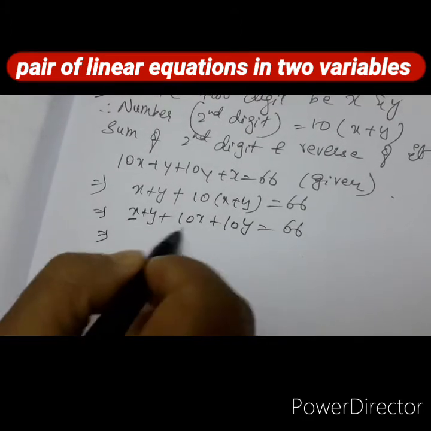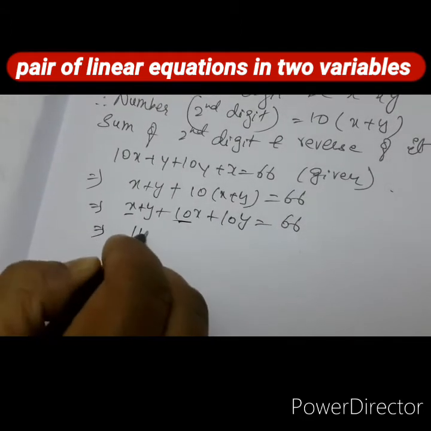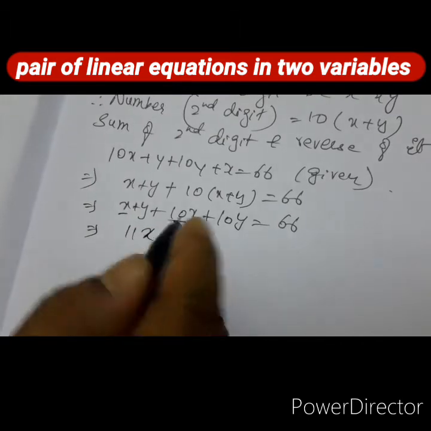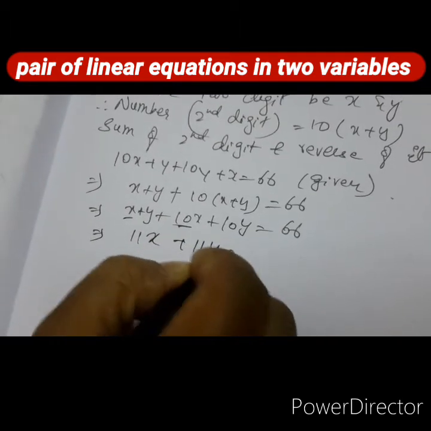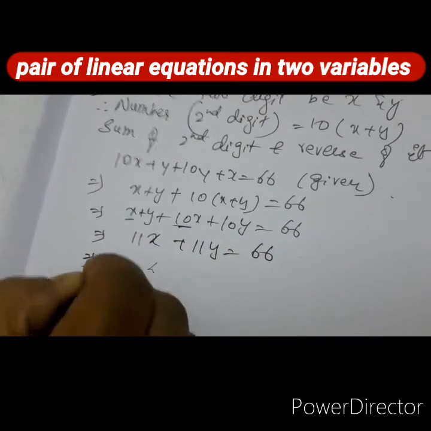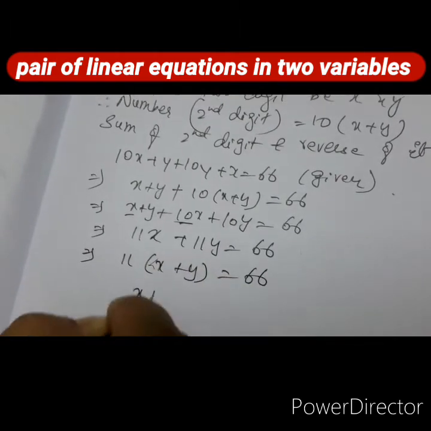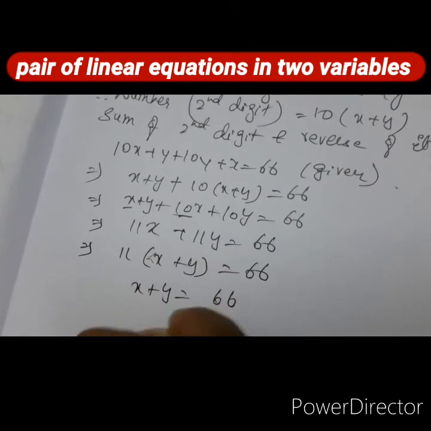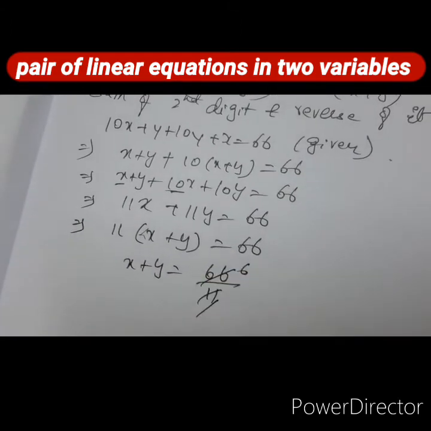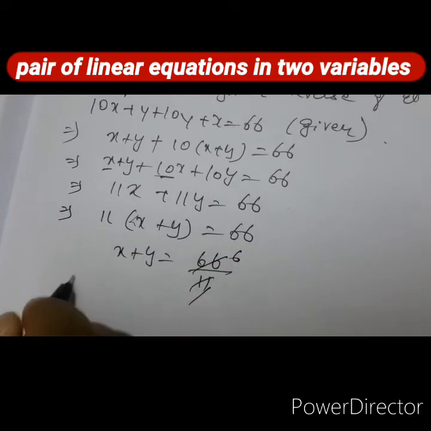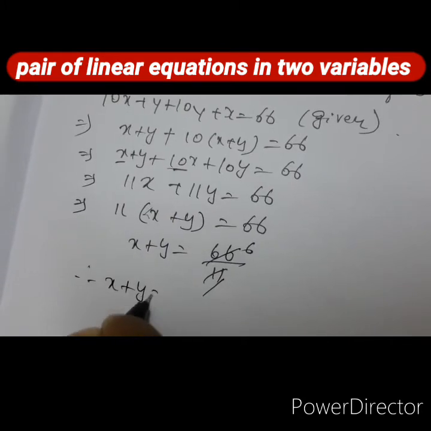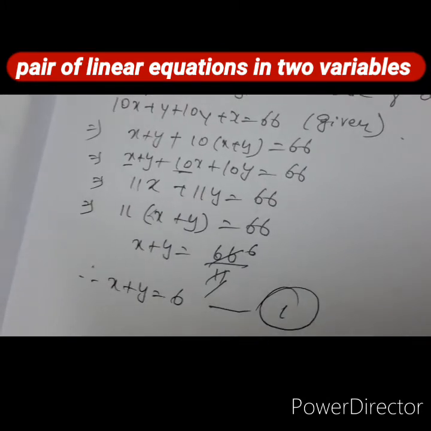Right? Now what is x and this is 10x. This has become 11x plus 11y equals 66. 11 is common. So x plus y equals 66 by 11. 11 1s are 11, 11 6s are 66. Therefore, x plus y equals 6. This is your first equation.